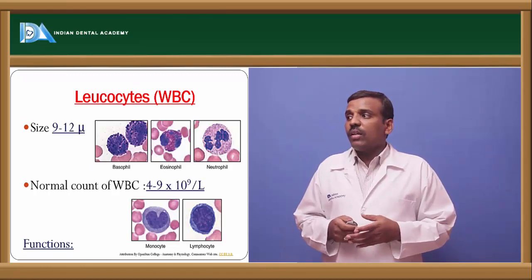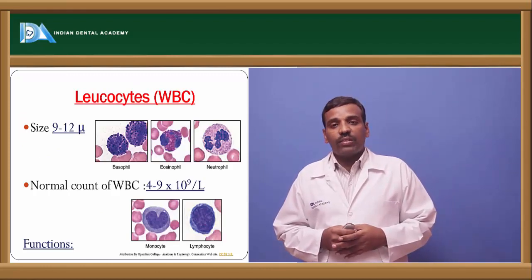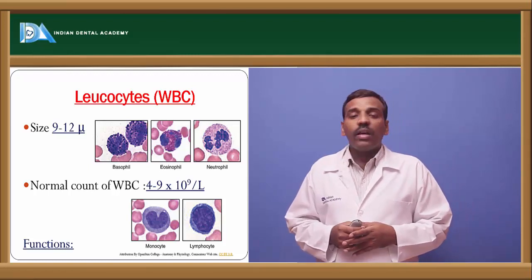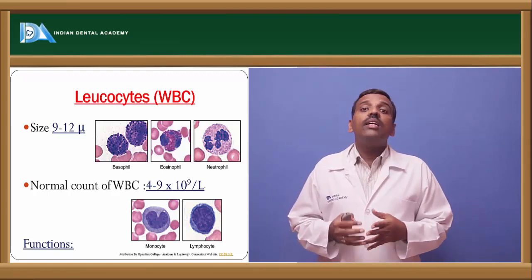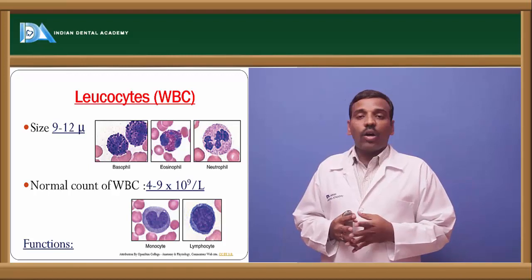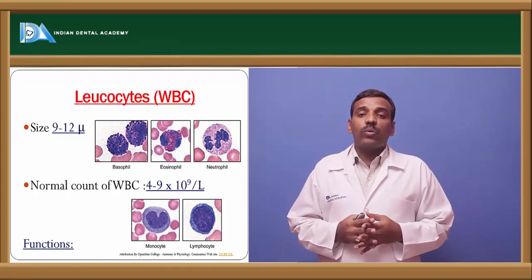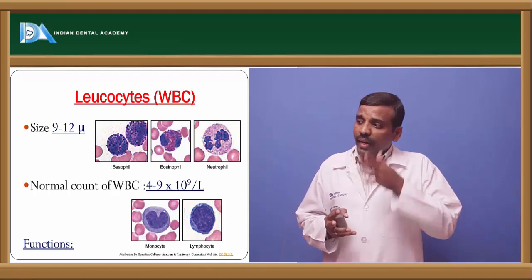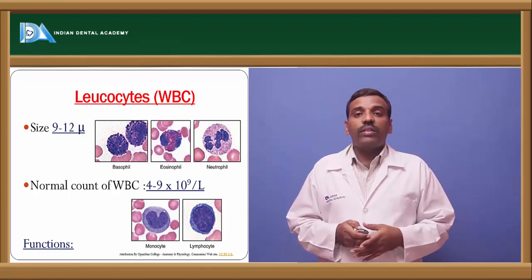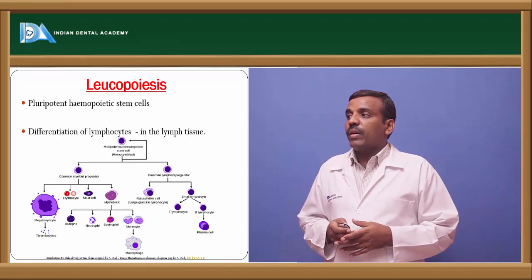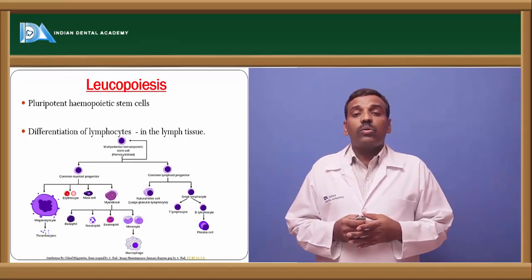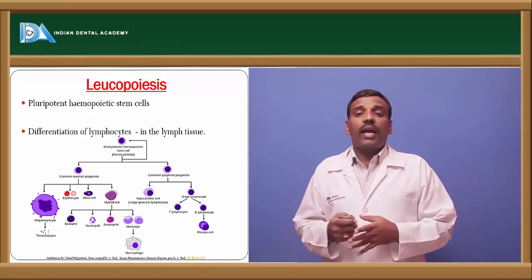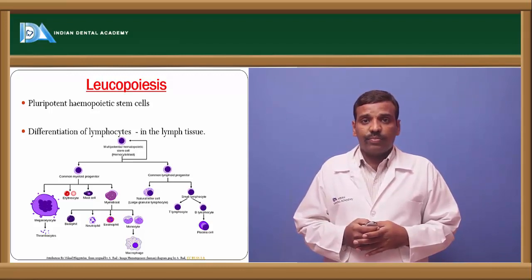And next one is the leukocytes. Another type of cell is the leukocytes, also called WBCs. The size varies between 9 to 12 microns, and the normal count is about 4 to 11 thousand per cubic millimeter. The functions of the WBC are majorly divided into defense mechanism, immune response and antigen-antibody reactions.